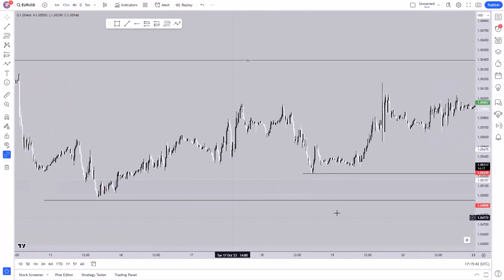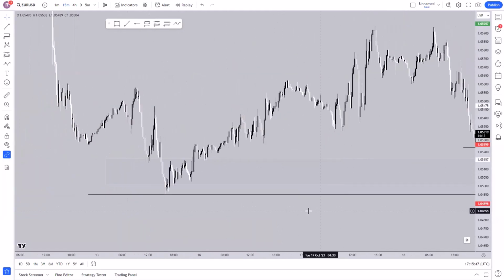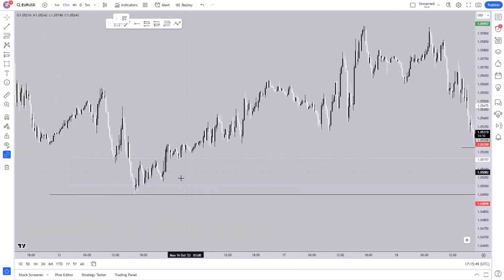So let's zoom within here. We could refine it to this. And even though it is mitigated, remember it's mitigated, so that would be quote unquote a low probable area for it to pull back into. Just because it is mitigated, what's this here? Sorry, not that one. That's mitigated.